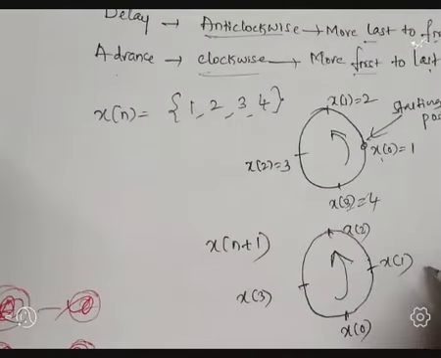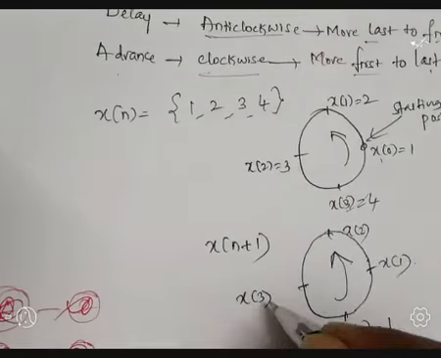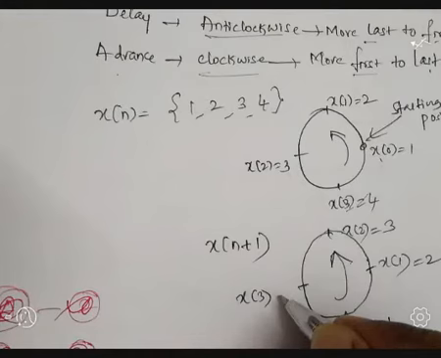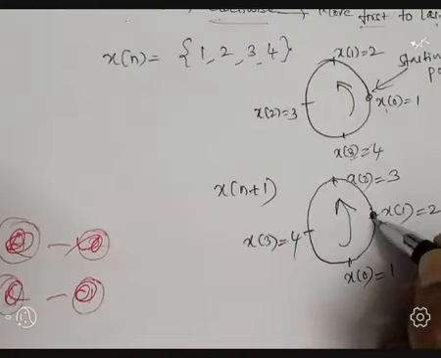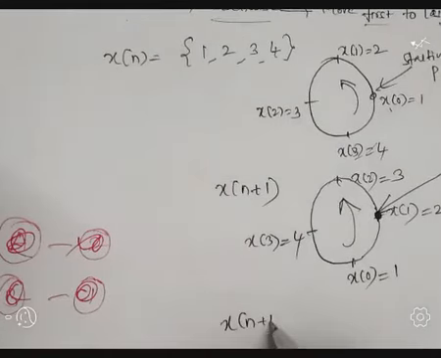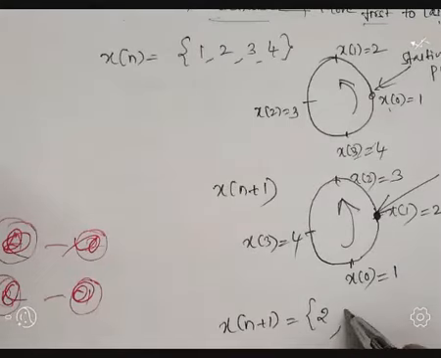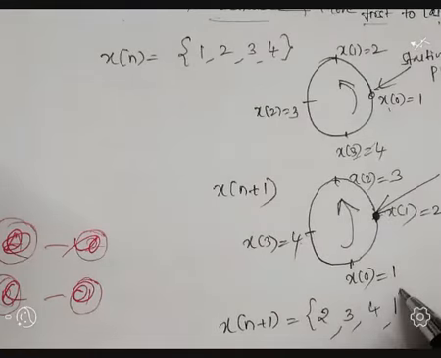First, I will write the respective samples. X of 0 is how much? 1. X of 1 is 2. X of 2 is 3. X of 3 is 4. So while reading, how to read? In the anti-clockwise direction. But this is the starting reference point, correct? So x of n plus 1 is equal to 2, 3, 4, 1.